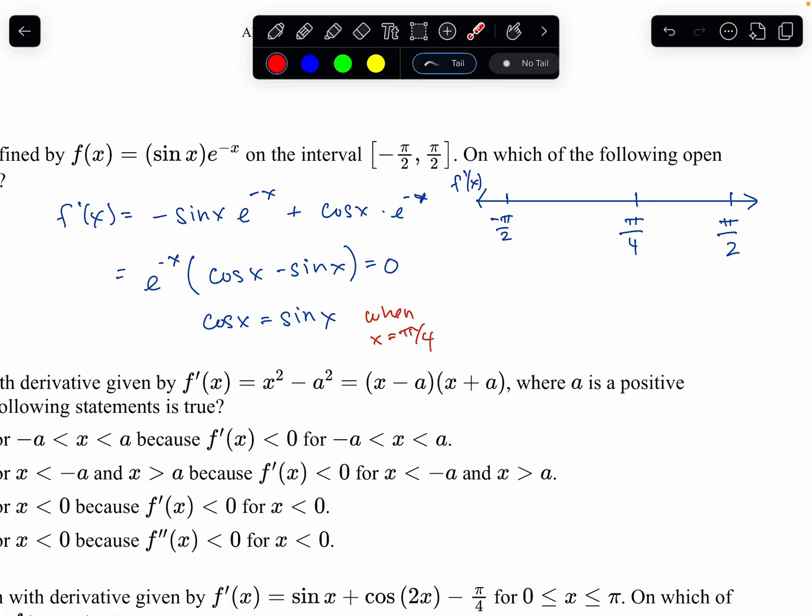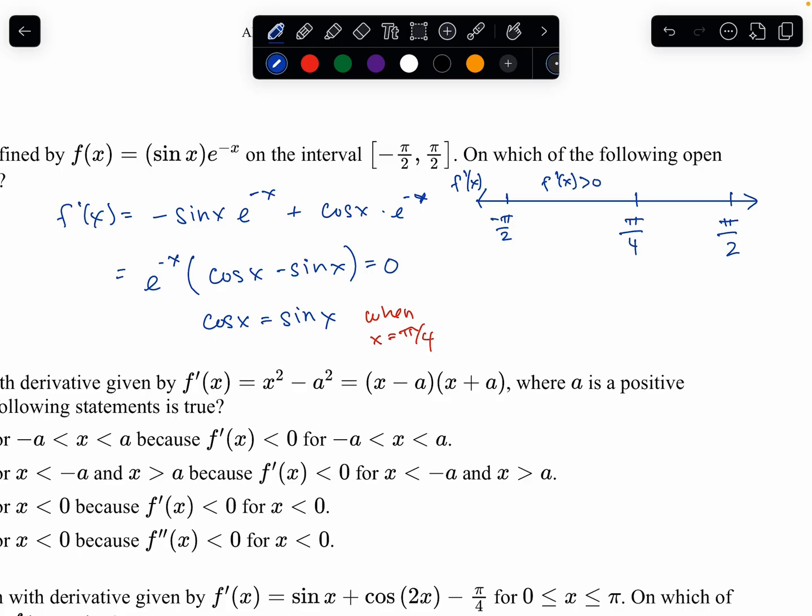So let's use 0. I think 0 would be easy to plug in. Since this never equals 0, and because we know that e to the negative x is always positive, this is always positive. If I plug in 0 here, cosine of 0 is 1, and sine of 0 is 0. So we get a positive and a positive. This means that f prime of x is positive.